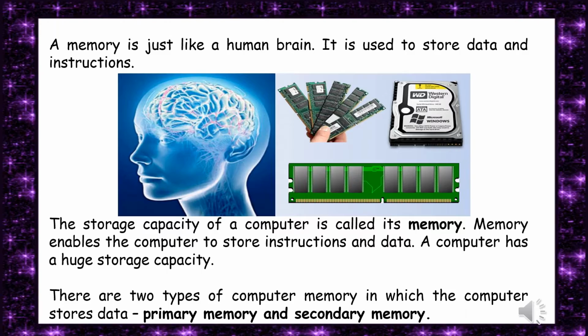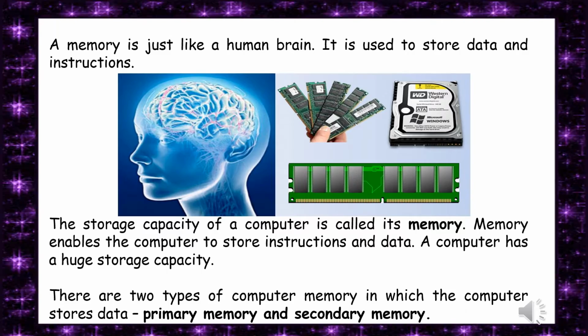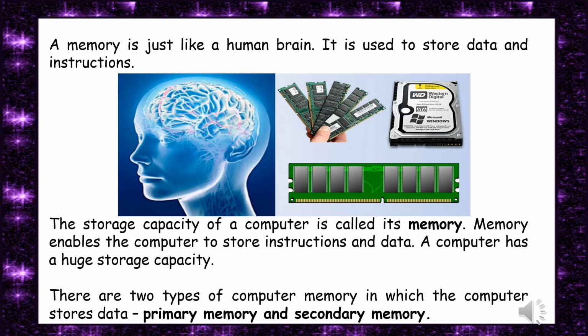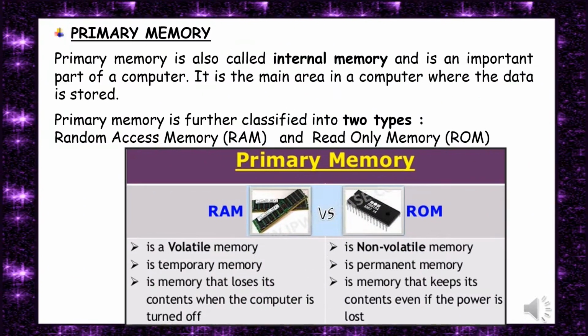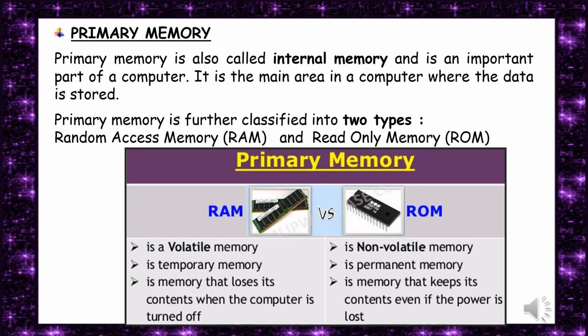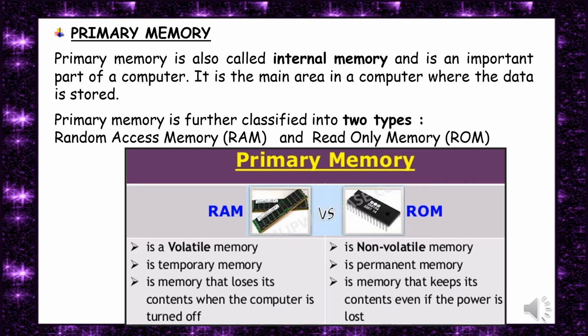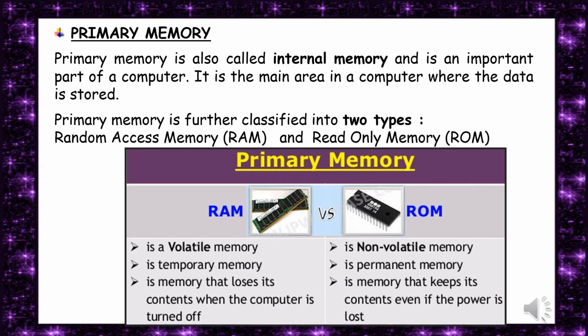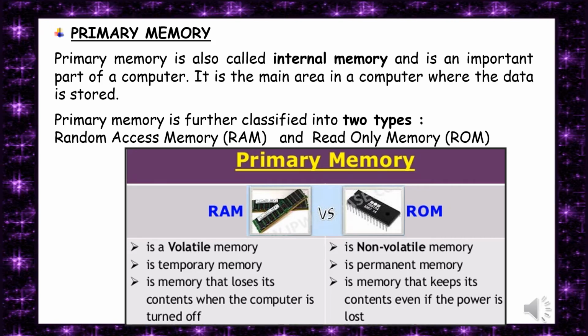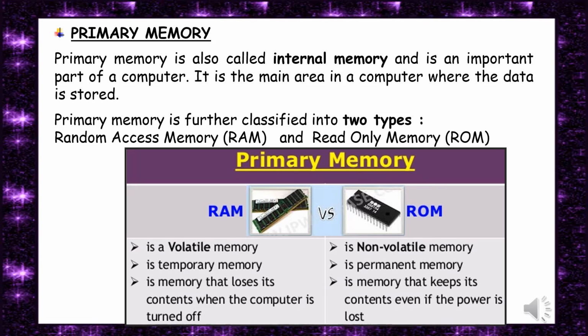There are two types of computer memory in which the computer stores the data: primary memory and secondary memory. Let me explain primary memory first. Primary memory is also called internal memory, and it is an important part of a computer. It is the main area in a computer where the data is stored. Primary memory is further classified into two types, that is random access memory and read-only memory.